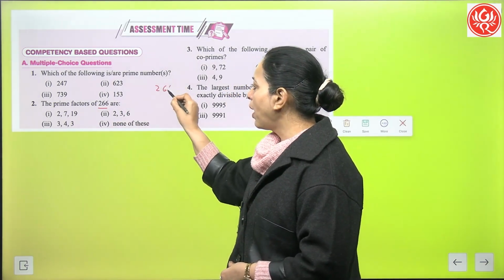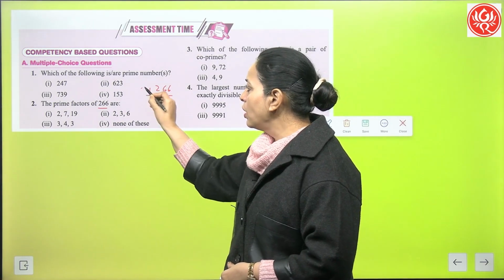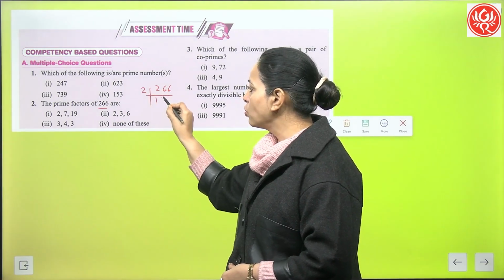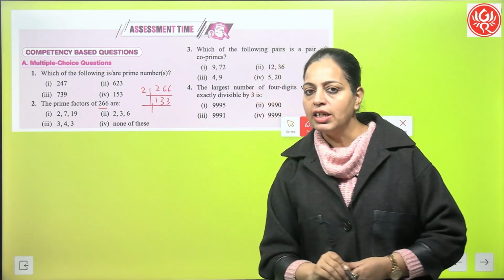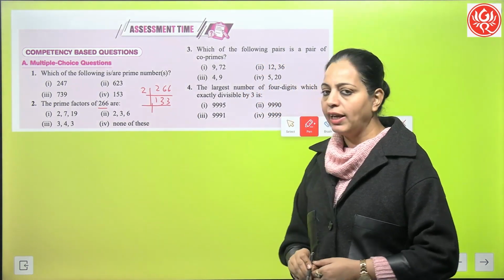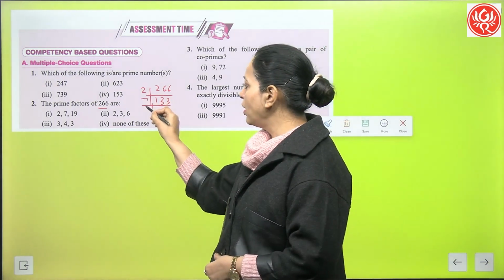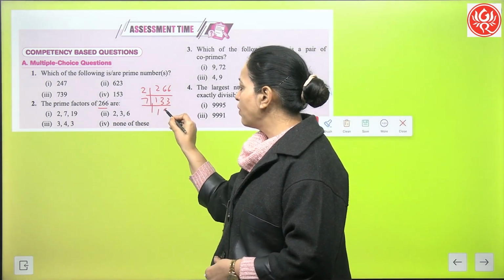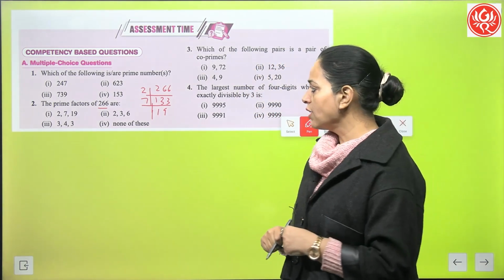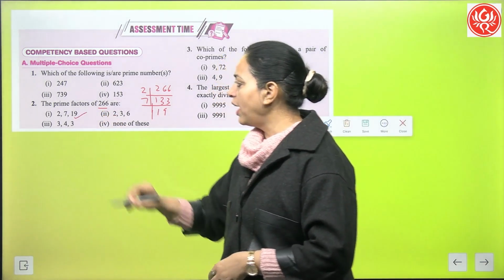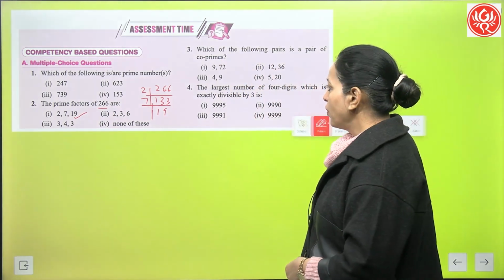You know very well, by the division method you can do it. First divide by 2, then 133. Check it: is this divisible by any number? Yes, by 7. 7 1s are 7, 7 9s are 63. Okay. So what are the prime factors? 2, 7 and 19, the first one.